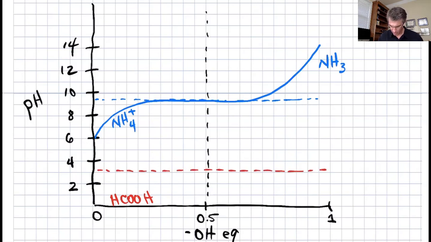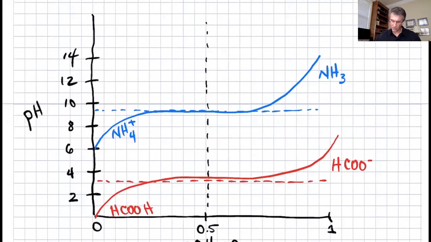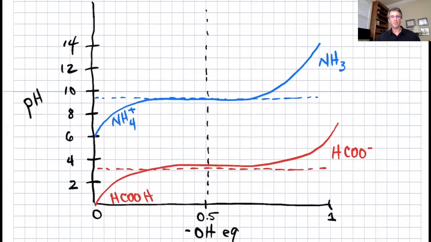You do that, and you start adding in base equivalents. The pH rises, and then hits a point before it then takes off again over here where we have the fully dissociated formate, right? So notice something really important in both of these cases. What's happening is really sort of amazing when you think about it.